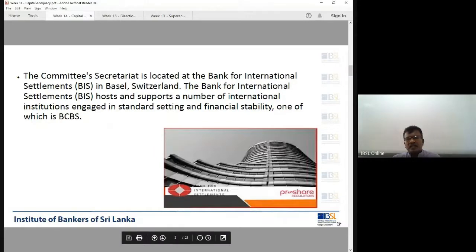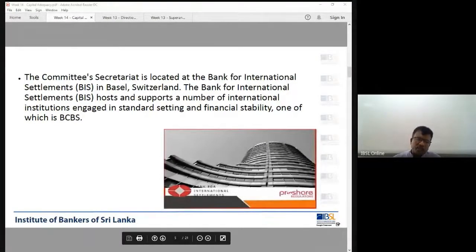Now that's where the Basel Committee head office is. This is the building. The committee's secretariat is located at the Bank for International Settlements, BIS, in Basel, Switzerland. So Basel is a city located in Switzerland. The governors of central banks of leading economies get together and decide on banking stability. The Bank for International Settlements, BIS, hosts and supports a number of international institutions engaged in standard setting and financial stability, one of which is BCBS. Okay. Financial stability.